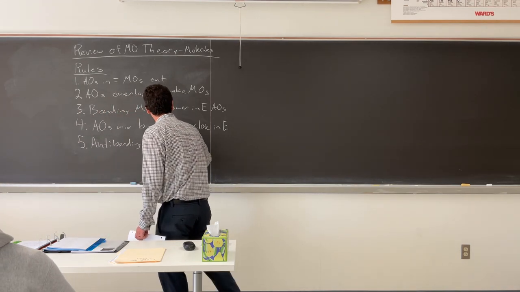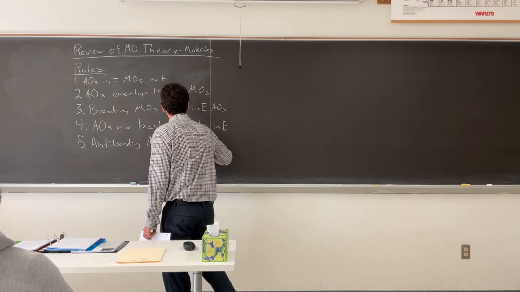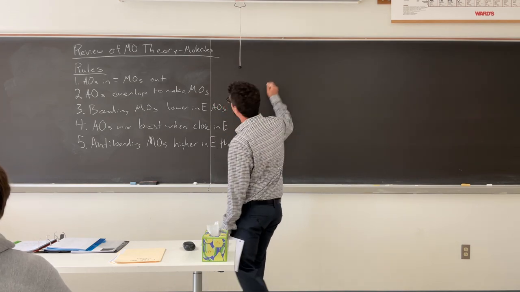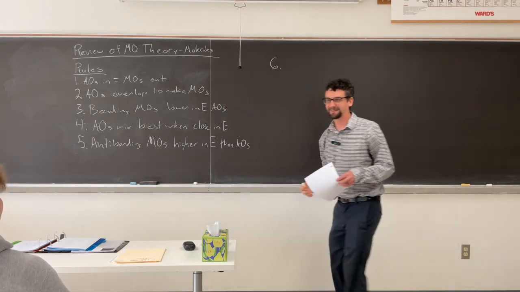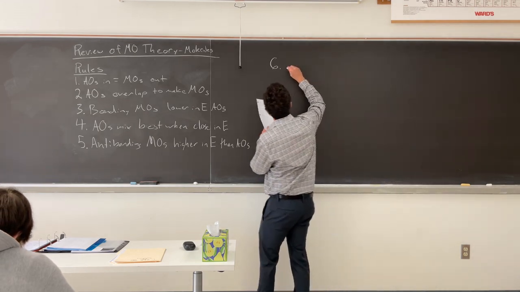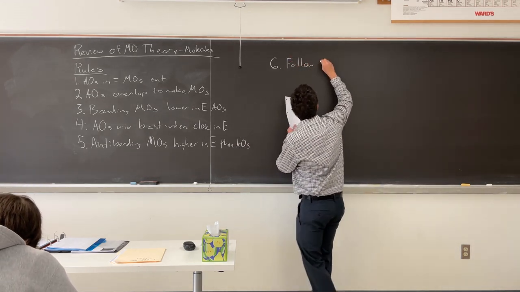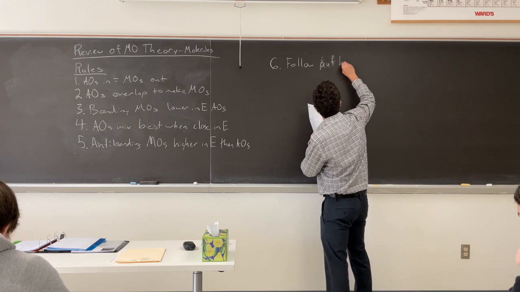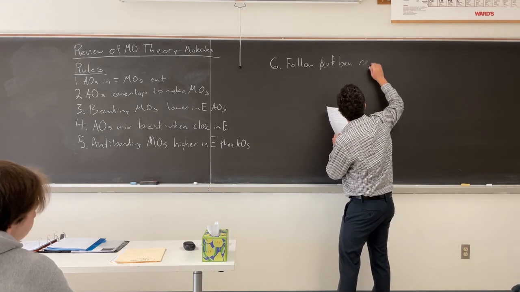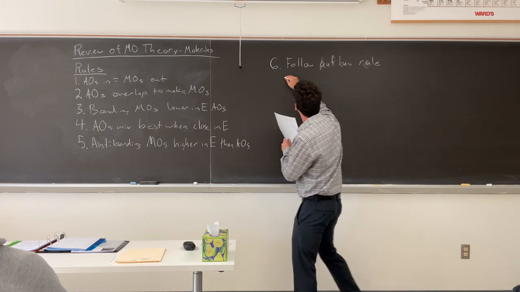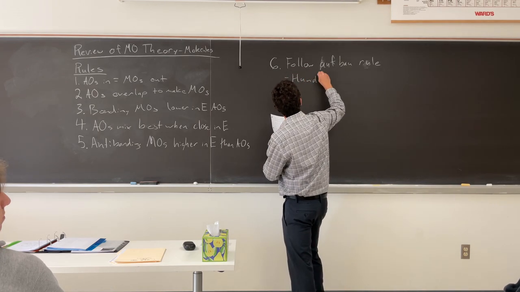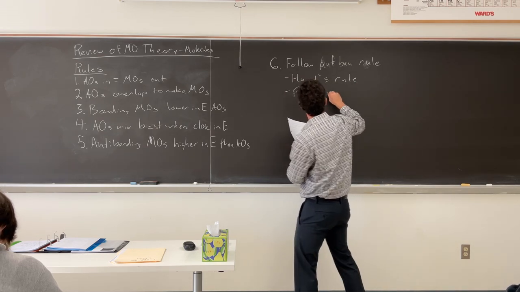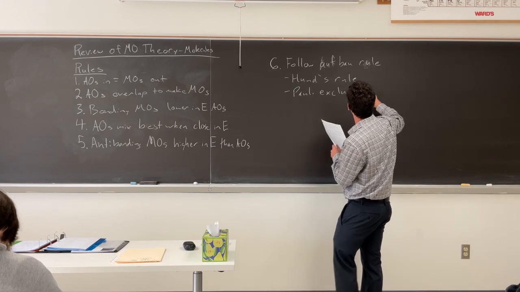What's the sixth one? Yeah, what's the sixth one? Nope, I'm opening it back up to the students. Sixth, the Aufbau principle. Yep, got to follow the Aufbau principle. The Aufbau principle is made up of what two rules? Ground state structures must follow Hund's rule and the Pauli exclusion principle.